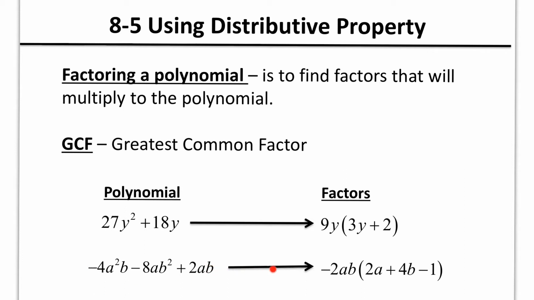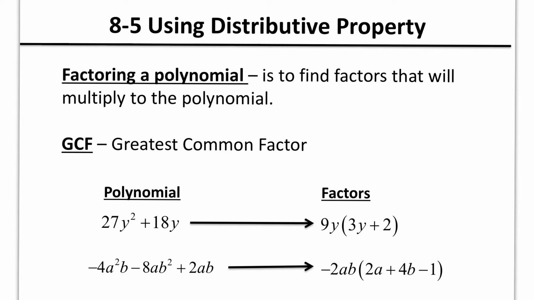So what are the factors when you find the polynomials that will multiply to the trinomial? Well, we have a negative 2ab times 2a plus 4b minus 1. So what does it mean? Once again, if you distribute this right here, if you multiply, you're going to get this trinomial back. All right, so that's the idea.